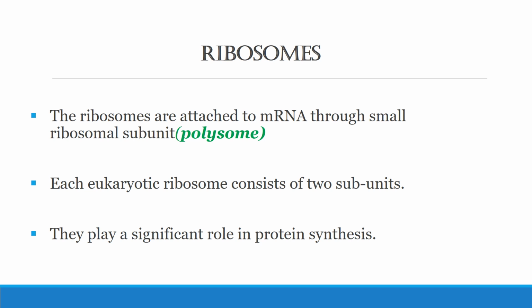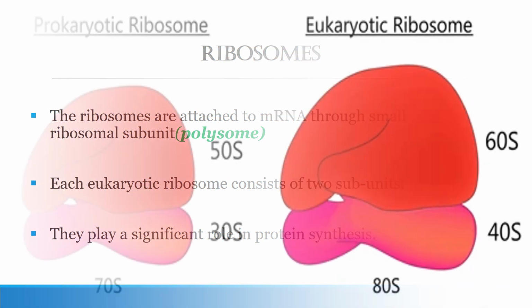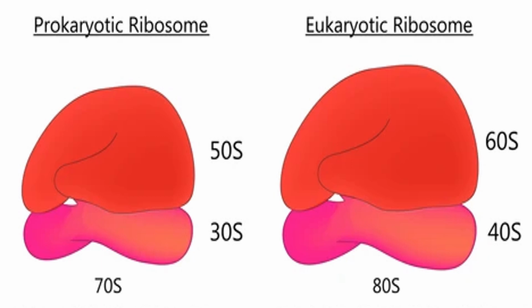Then you can see how they develop from smaller subunits that are known as the polysomes. So each eukaryotic ribosome consists of two subunits, and they have a very important role in formation of different sorts of proteins. You can see how the two different subunits are involved in formation of ribosome, both in case of prokaryotic and eukaryotic cell. So you can see how their size is also going to vary.